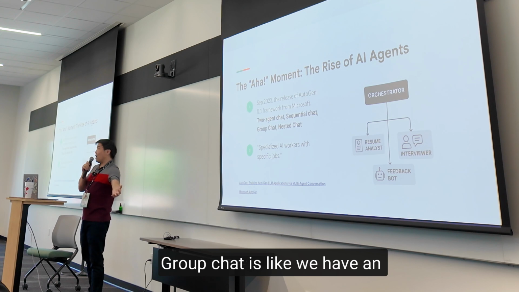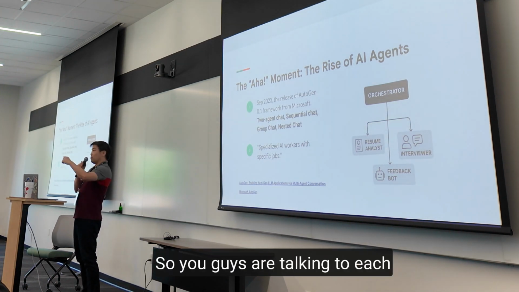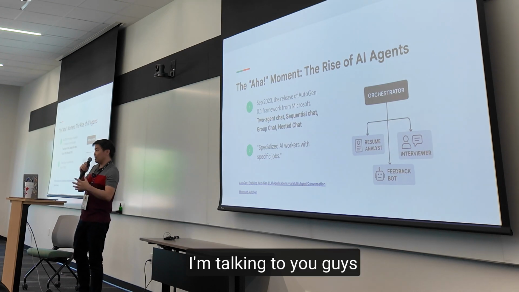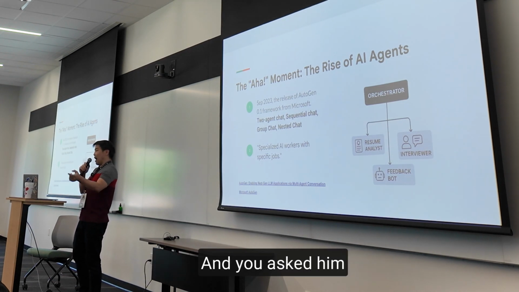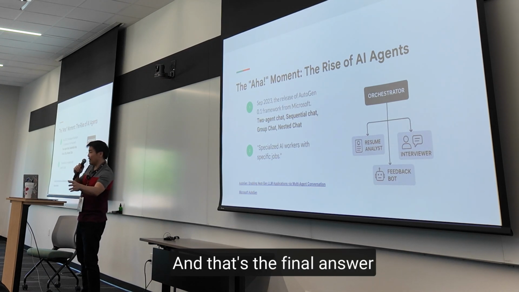Group chat is where we have an orchestrator. Like right now, we're doing a group chat and I'm the orchestrator. You are talking to each other, and I'm talking to you. You have different opinions. You say, oh, I should do this, and you say, I should do this. But I say, oh, we probably need to do this, and that's the final answer.